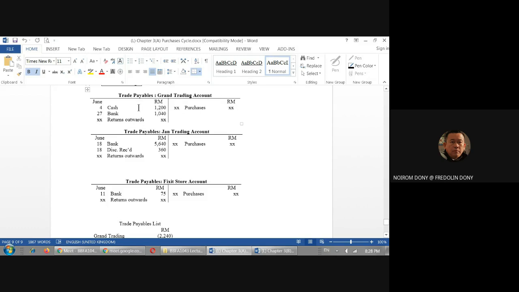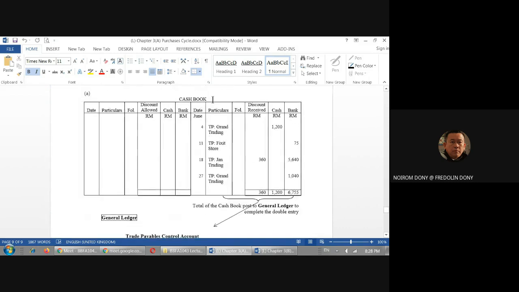So we have the payments now. The business makes a payment to trade payable Grand Trading, 1,200. We use this as a reference. Open up trade payable Grand Trading in the purchases ledger and record this on the debit side. Then open up a trade payable Fixed Store and record 75 on the debit side. For the particular, because this is from the bank column, write bank, and the date 11.